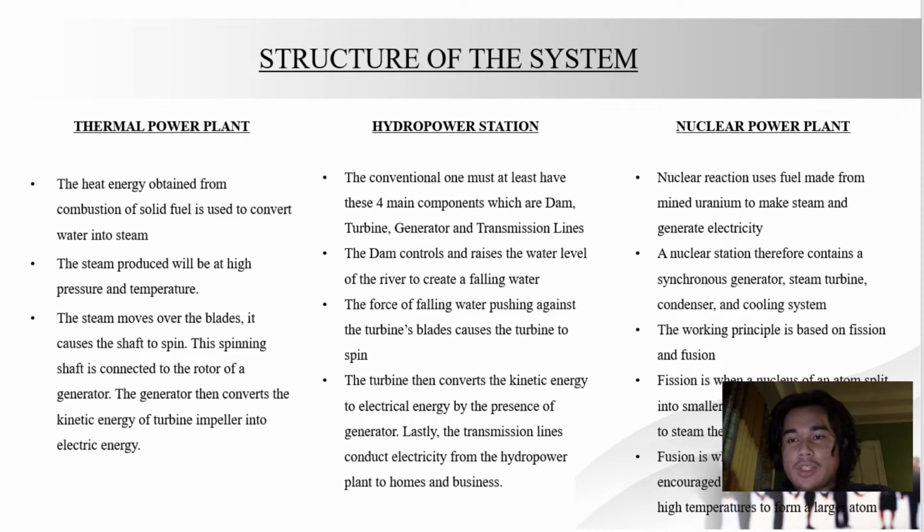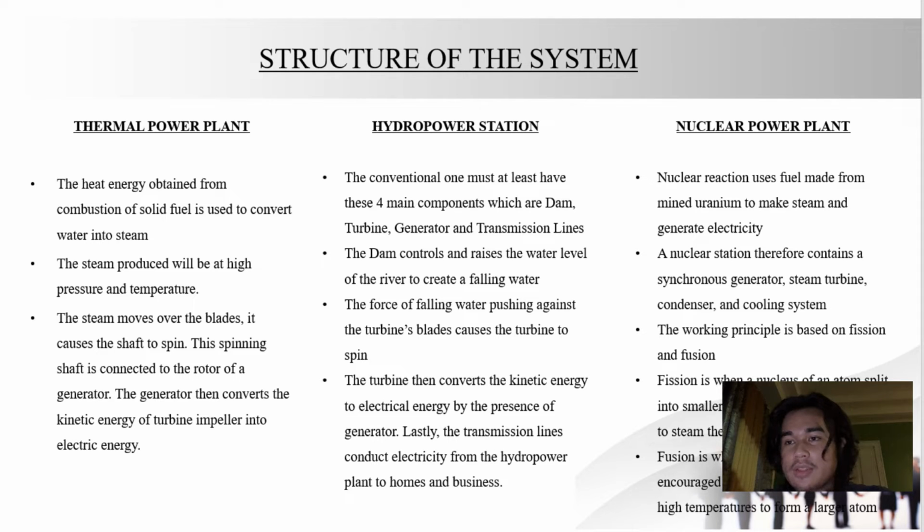And for hydropower stations, the conventional one must have at least four main components, like I said before, which are dam, turbine, generator, and transmission lines. The dam controls and raises the water level of the river to create falling water. The force of the falling water pushes against the turbine, causing it to spin, and the turbine converts the kinetic energy to electrical energy by means of the generator. Lastly, the transmission lines conduct electricity from the hydropower plants to homes and businesses.